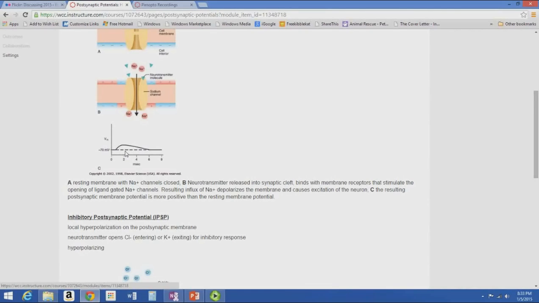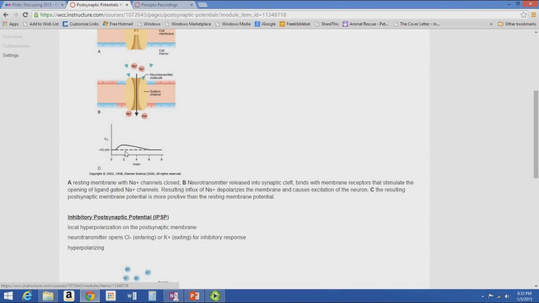So we said a little bit earlier that the stronger the stimulus, the more neurotransmitter is released. So the more neurotransmitter there is in the cleft, the more receptors are going to get stimulated, the more local potentials we're going to get adding up, and there's a higher chance of there being an action potential firing. It causes the excitation of that neuron.